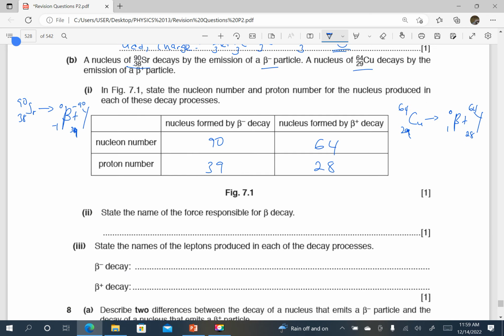State the name of the force responsible for beta decay. That is the weak nuclear interaction.